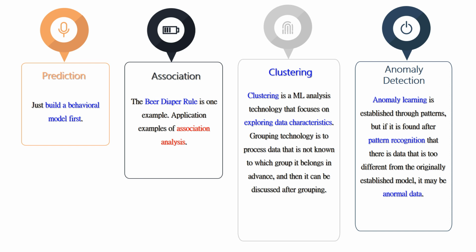And let's look at the four methods' definitions. The first one is about prediction, okay? Prediction just builds a behavior model first, okay? For association, the very famous case is about the beer and diaper rules. Also, this one is our AI topic today. So remember, our AI topic is number 4 for today. And the story is very, very famous and applied especially in supermarkets, okay?